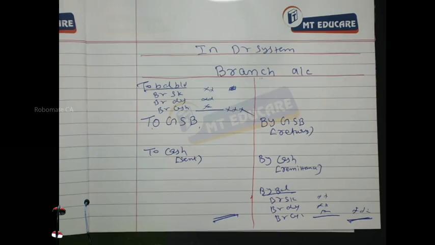Okay. The goods are sent to the branch at a price called invoice price. We are discussing which chapter? Higher purchase, branch. Okay. So the goods are sent to the branch.